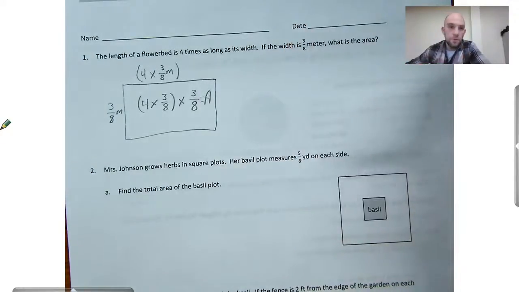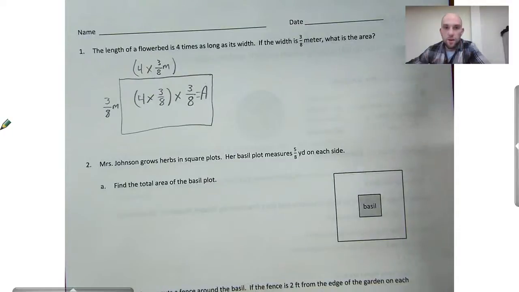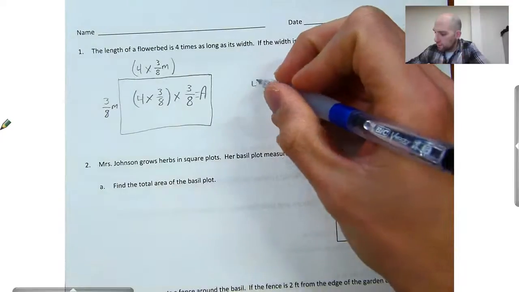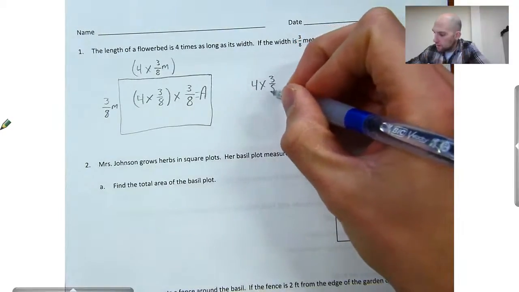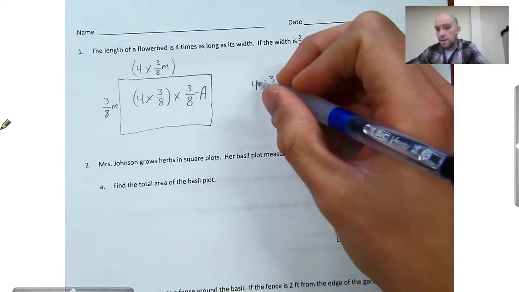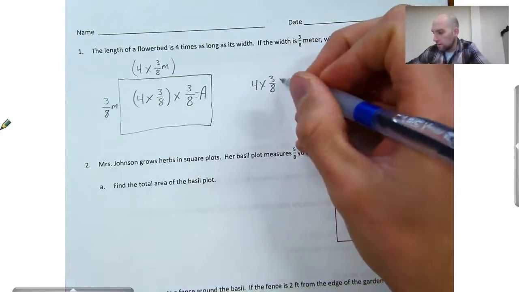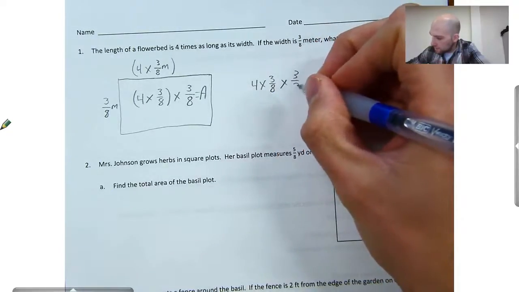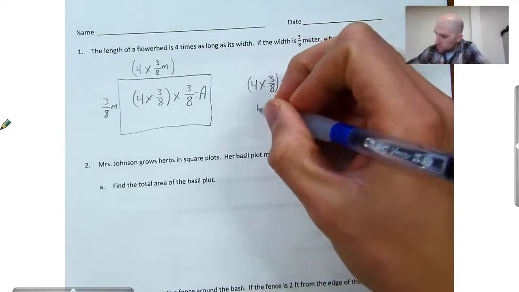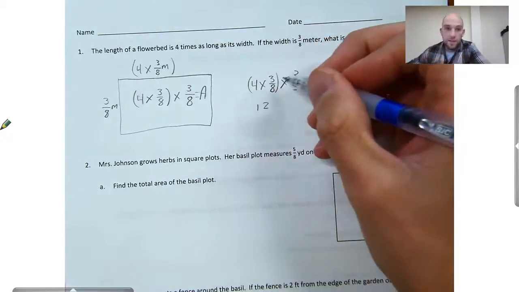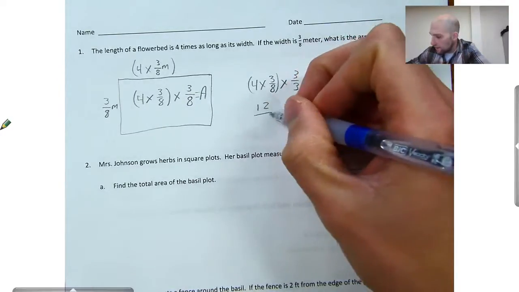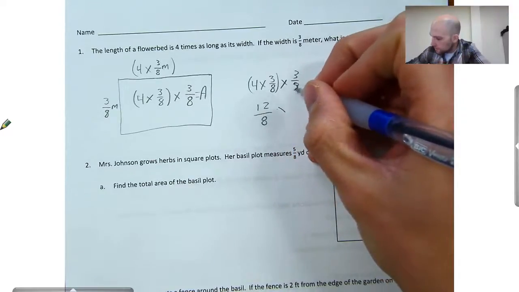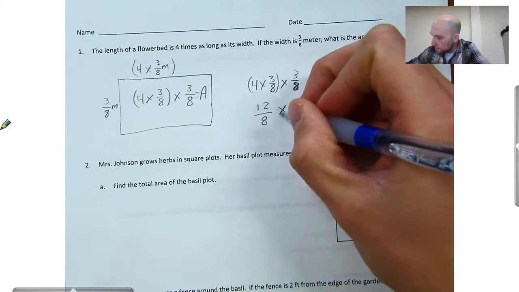Because of the commutative property of multiplication, I can multiply those in any order that I want. But I'm going to do what's in parentheses there first. So 4 times 3/8 is really the same as 4 over 1 times 3/8. So I'm going to multiply this 4 times my numerator. 4 times 3 will give me 12/8. Now I'm going to multiply that by 3/8.